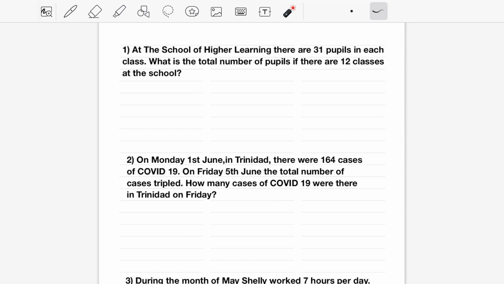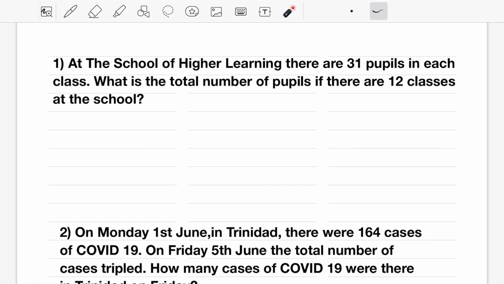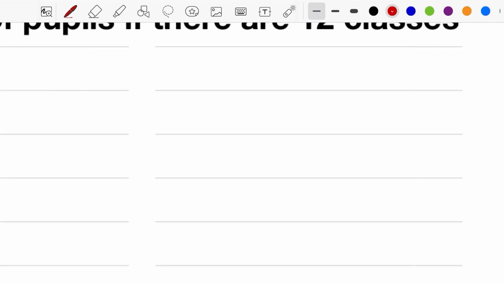At the School of Higher Learning, there are 31 pupils in each class. What is the total number of pupils if there are 12 classes at the school? So do not be tricked. Total in this case doesn't mean to add. So we have 31 students in each class and there are 12 classes. So we must multiply 31 by 12.